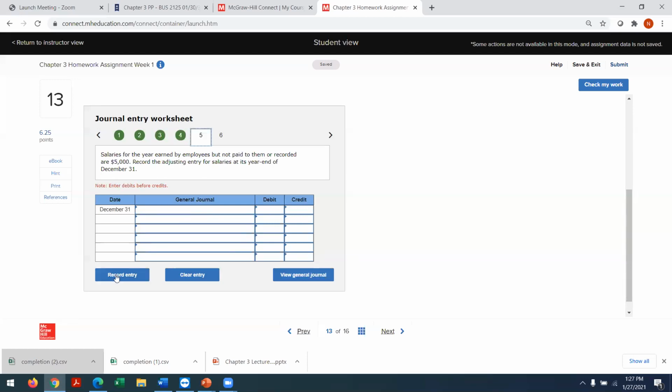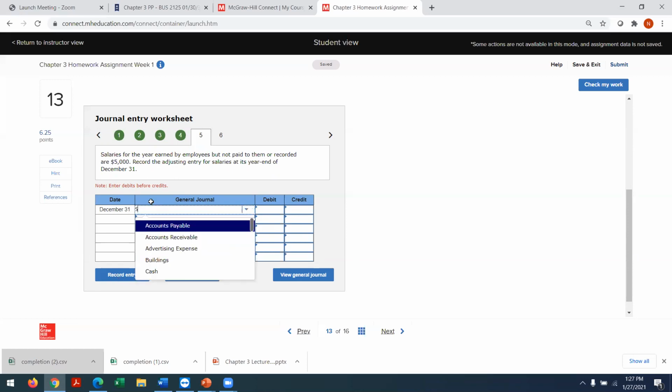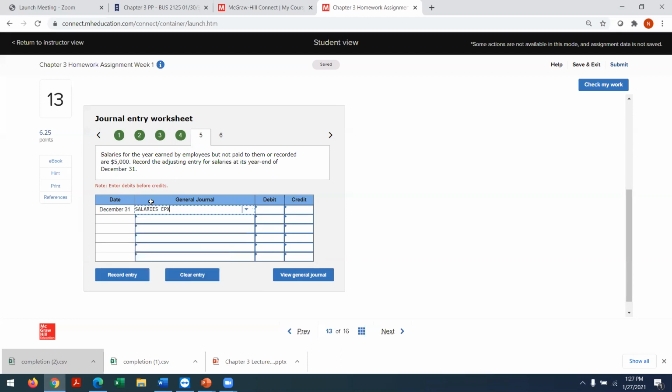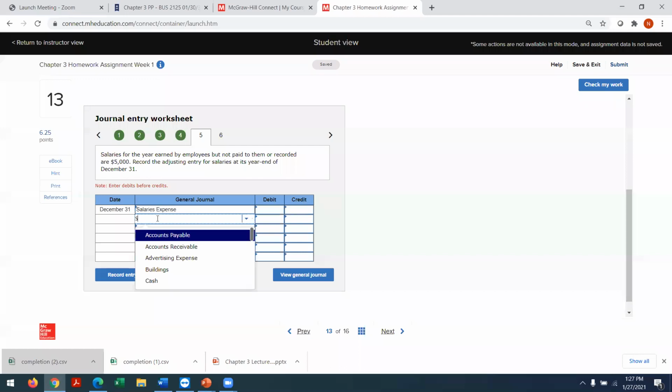Next, salaries for the year earned by employees but not yet paid to them or recorded are $5,000. Record the adjusting entry. What's our debit? What's our credit? We debit salary expense. Correct. And we credit? Salaries payable. Excellent.